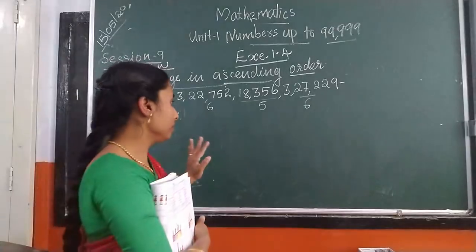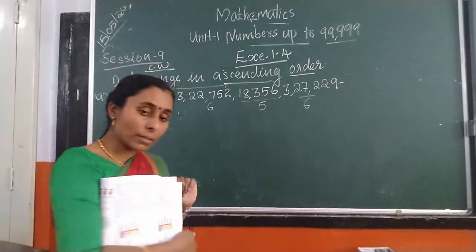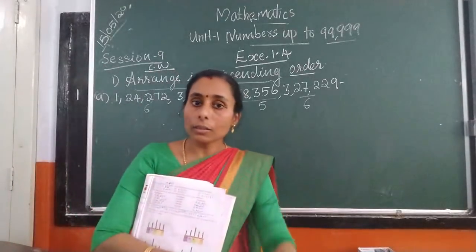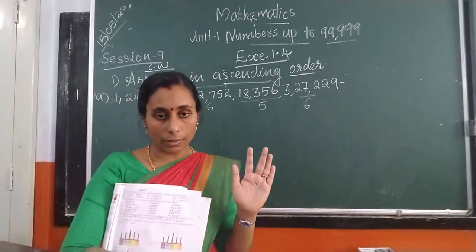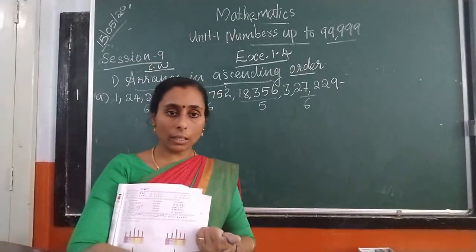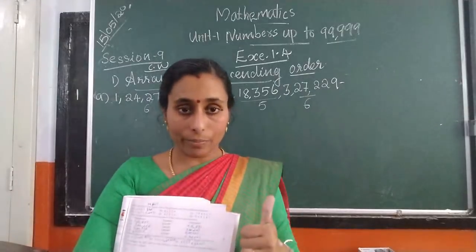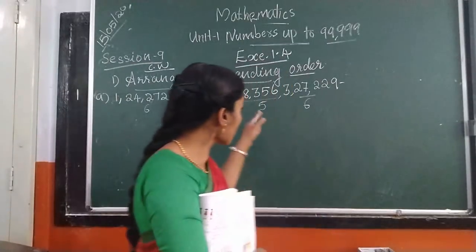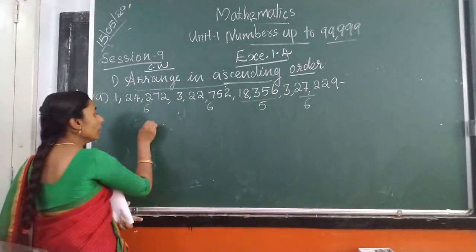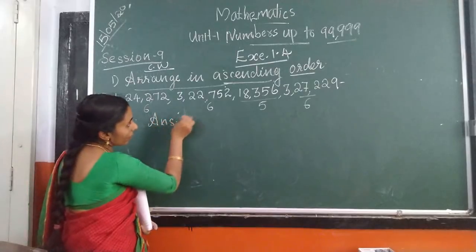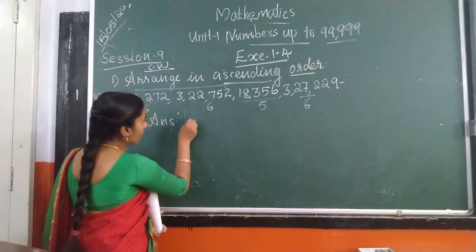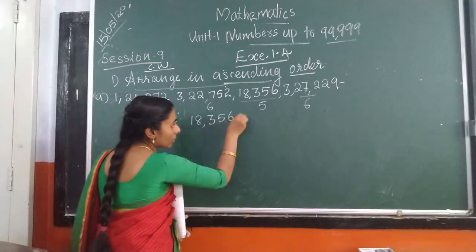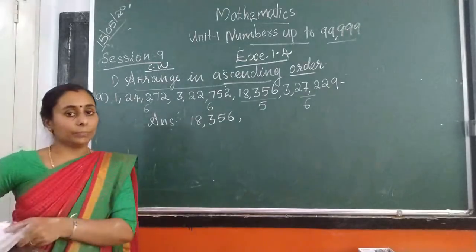Then, here is only one 5 digit number and the rest of the 3 are 6 digit numbers. Just now we have learned that the number having fewer digits is the smaller number. So which is the smallest number? That 5 digit number. 18,356. That is the smallest number.